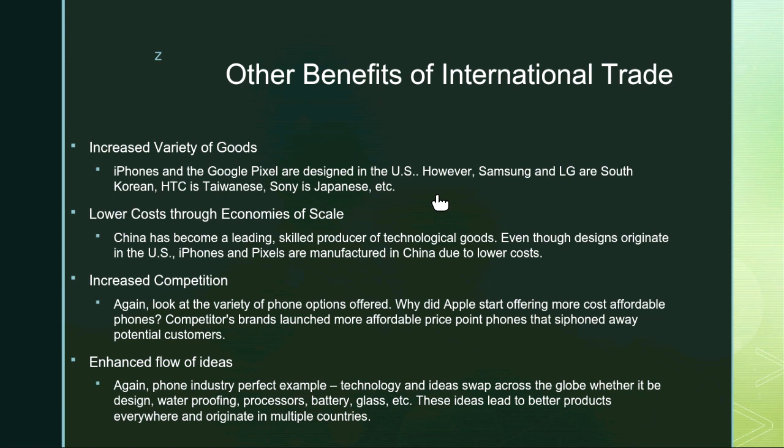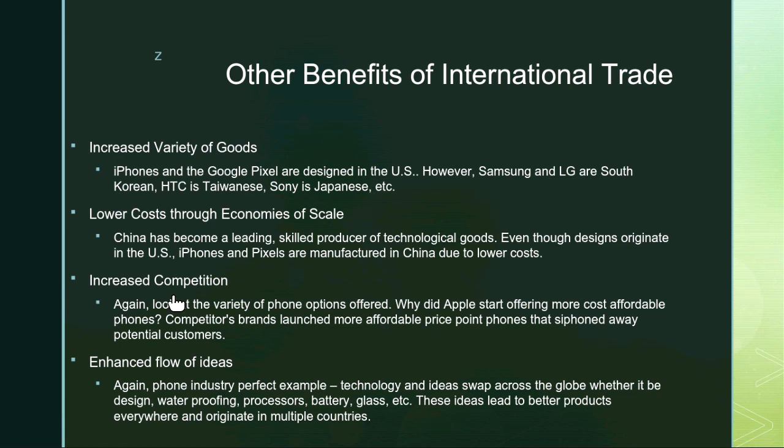other significant benefits. Now, there's also lower costs through economies of scale. So China is becoming a leading skilled producer of technological goods. Even though designs originate in the U.S., iPhones and Pixels are manufactured in China due to lower cost, and part of the reason is that as we consolidate technology production in China, that usually means that we have gains of economies of scale as China becomes more refined and focuses, enhances their ability to produce these high technological devices.